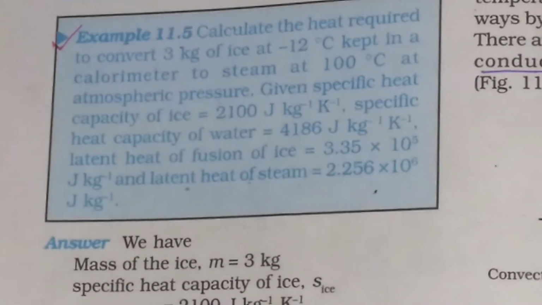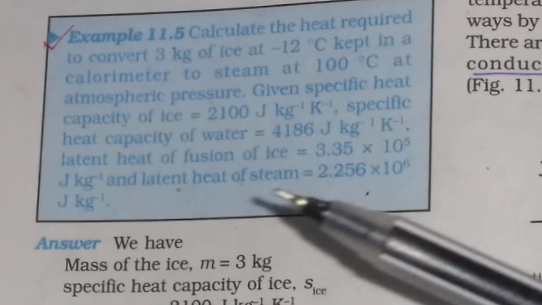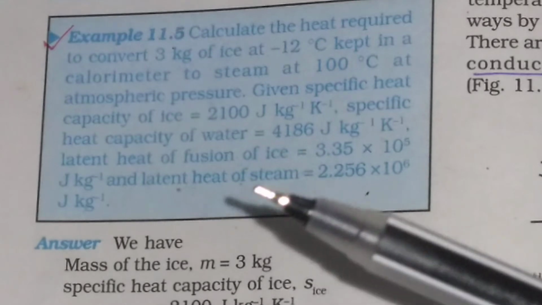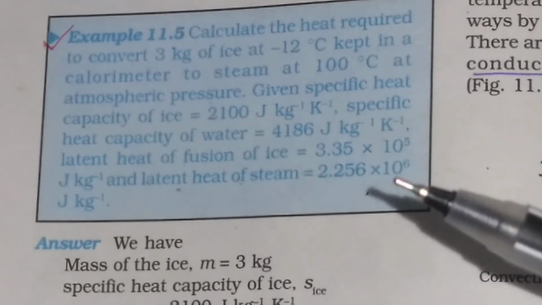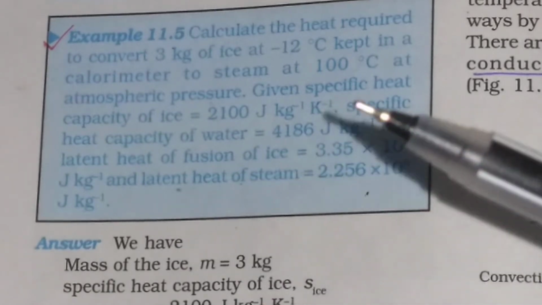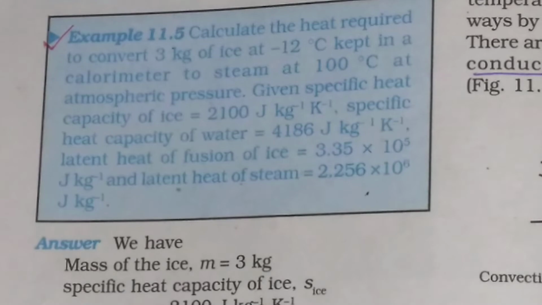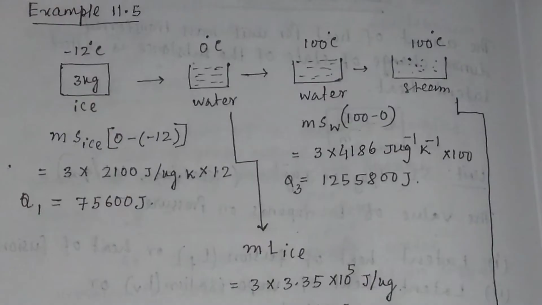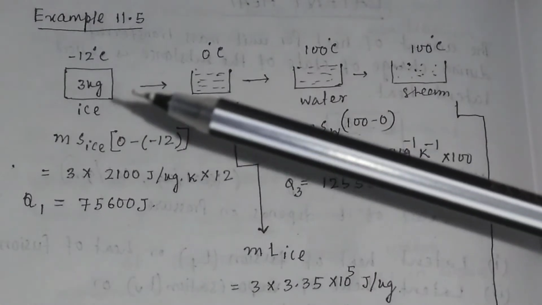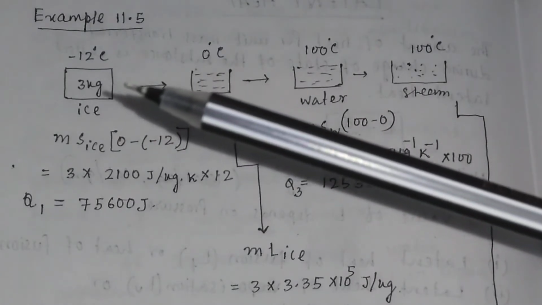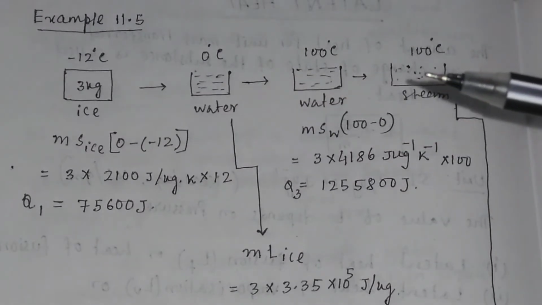The latent heat of fusion of ice is 3.35 into 10 to the 5 joule per kg, and the latent heat of steam is equal to 2.256 into 10 to the 6 joule per kg. These are experimental values, and they are known values. So in this problem, it is given that 3 kg of ice at minus 12 degree centigrade will be converted into steam at 100 degree centigrade.